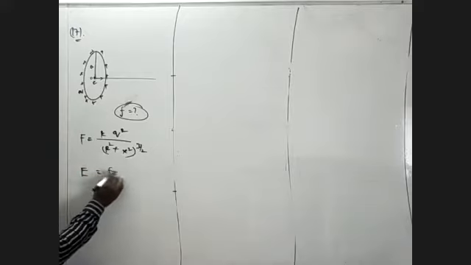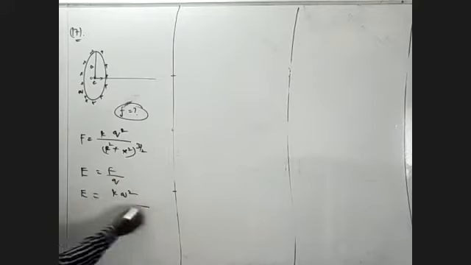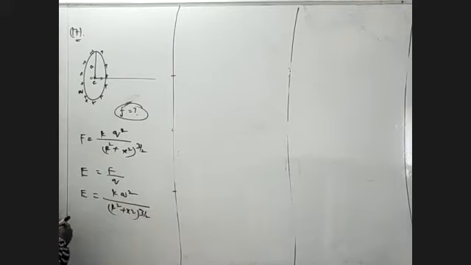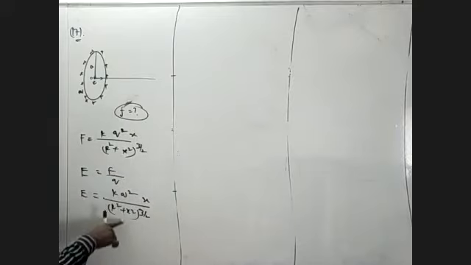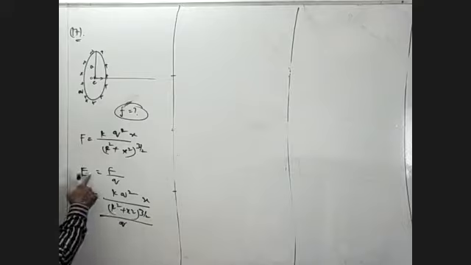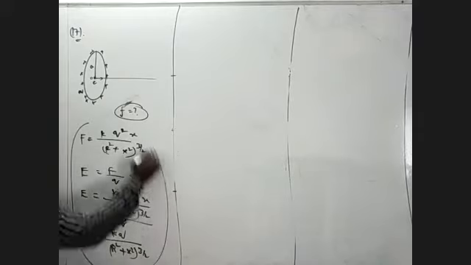E is equal to F by Q, that is K Q square by R square plus X square whole power of 3/2 divided by Q. Q cancels, so E is equal to K Q by R square plus X square whole power of 3/2. This is a general equation that I have written.